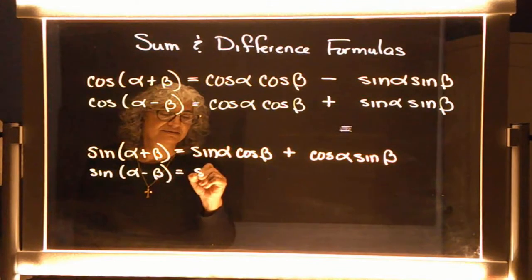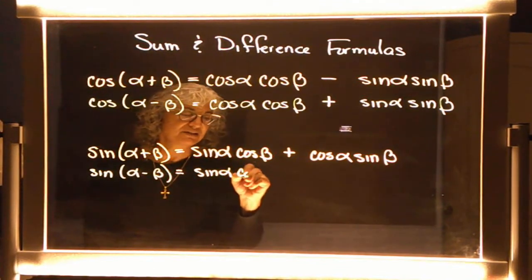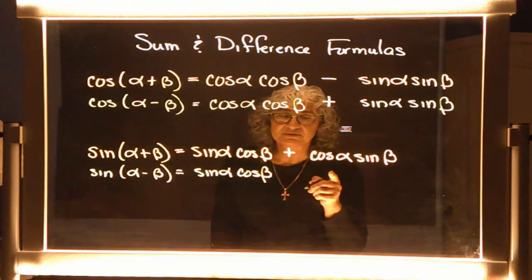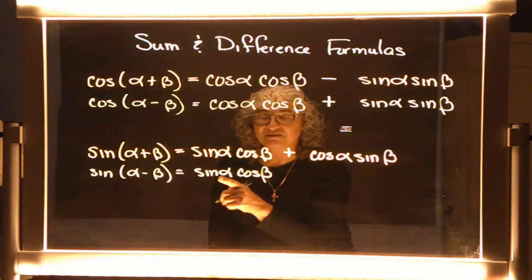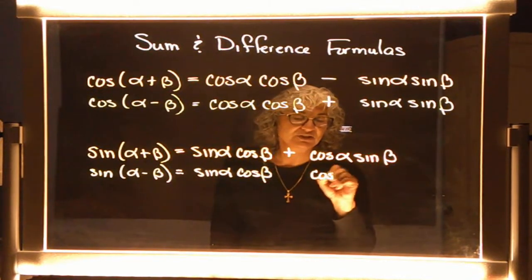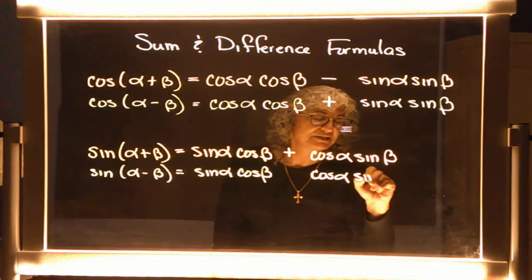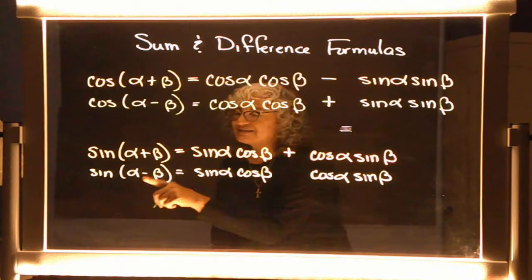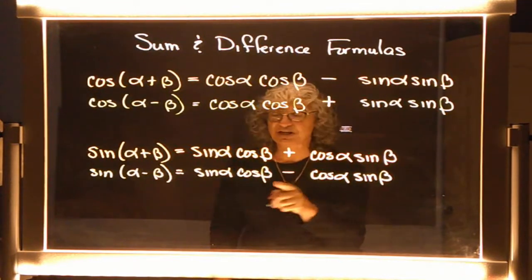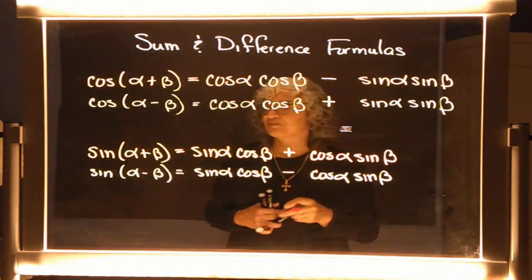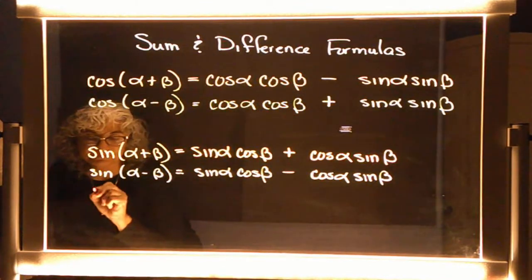same thing. Sine of alpha, cosine of beta. And over here, since I took the sine of alpha here, I'm going to take the cosine of alpha. Since this was cosine beta, I'm going to take sine beta. And since this was subtraction, it stays subtraction because cosine wasn't greedy. Got it? Okay, let's look at tangent.